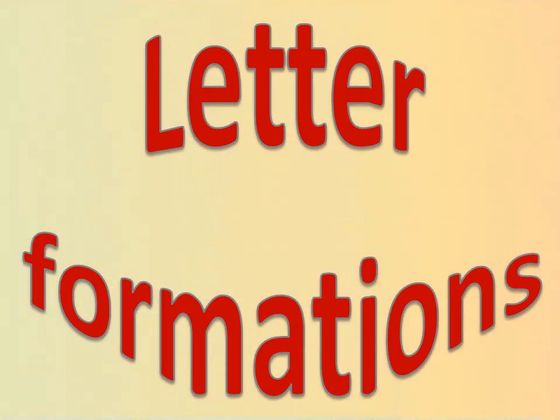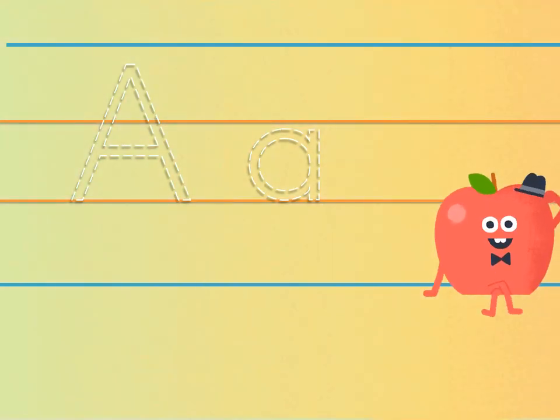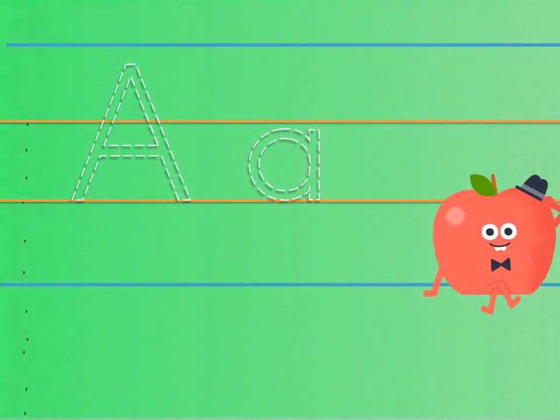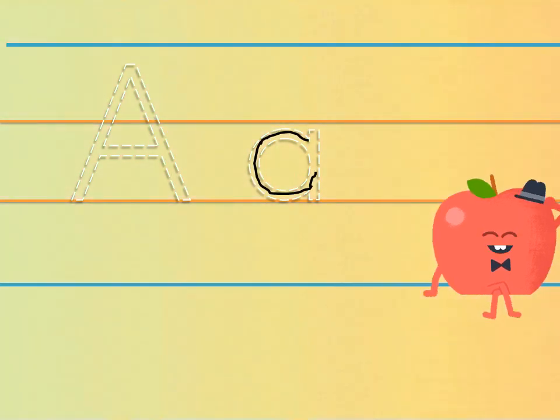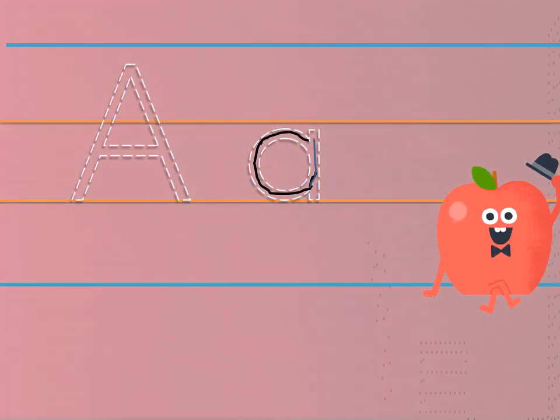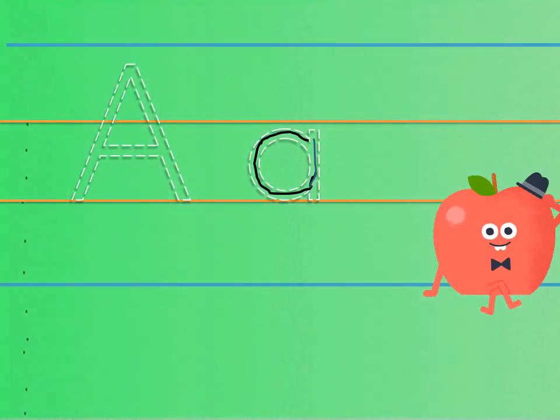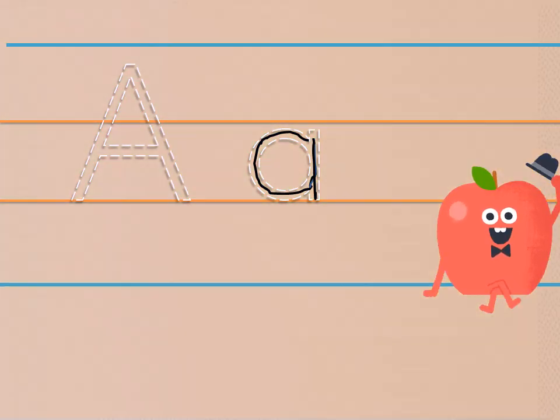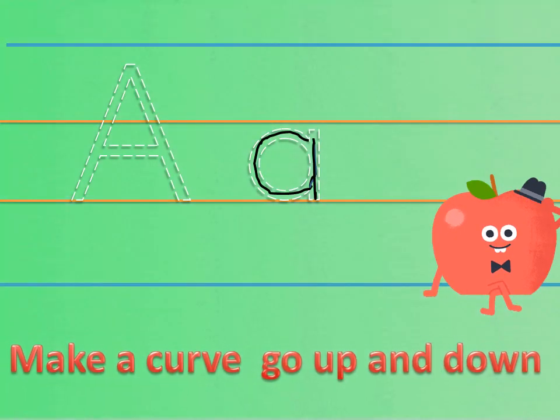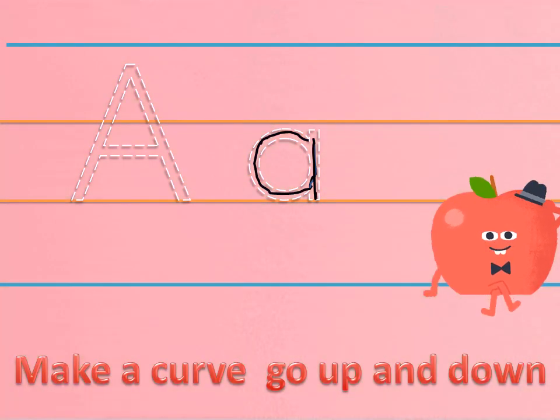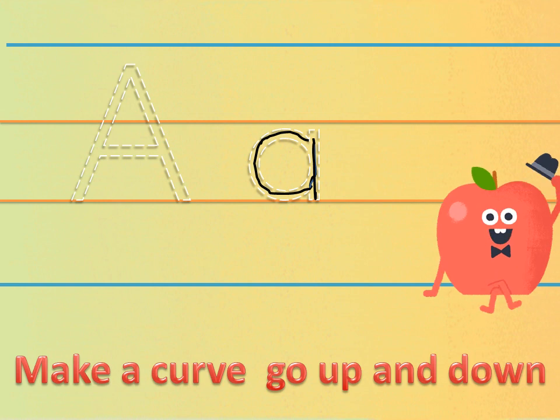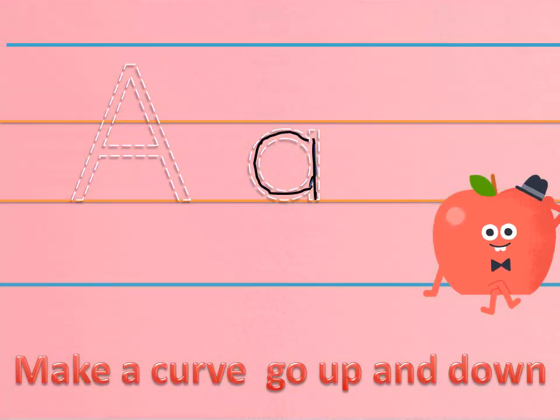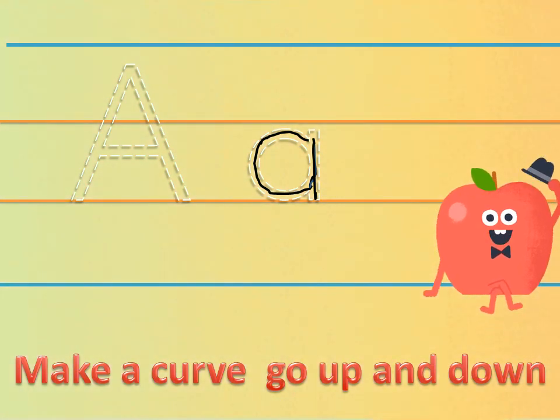Letter formations. A is the letter and A is the sound. Make a curve. Go up. Come down. Letter A. Make a curve. Go up and come down. Letter A. A apple. A apple.